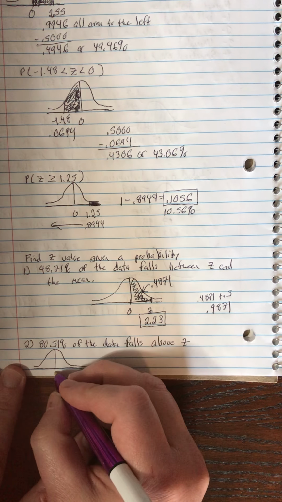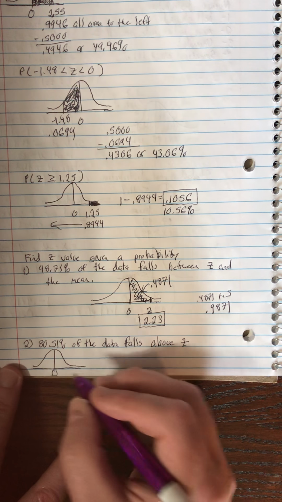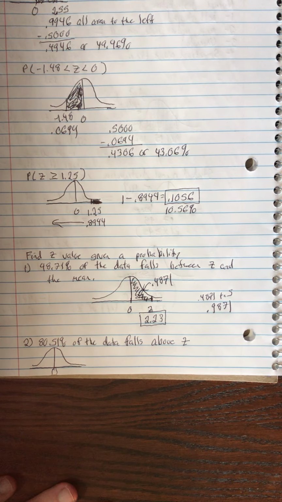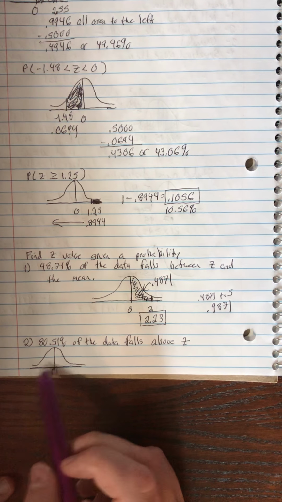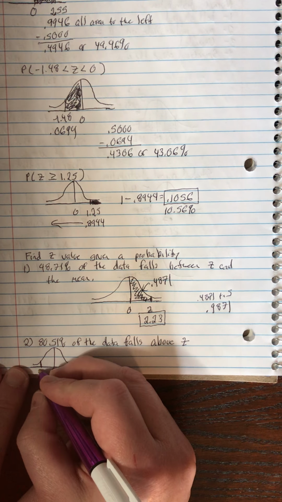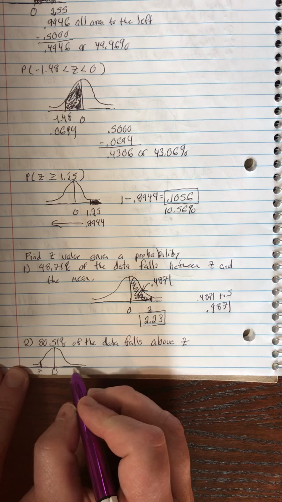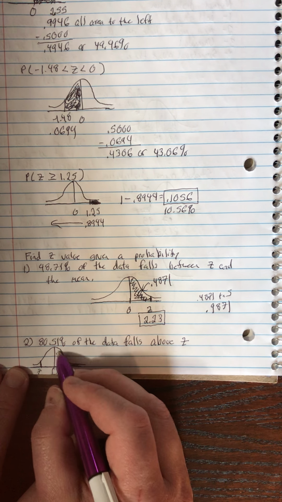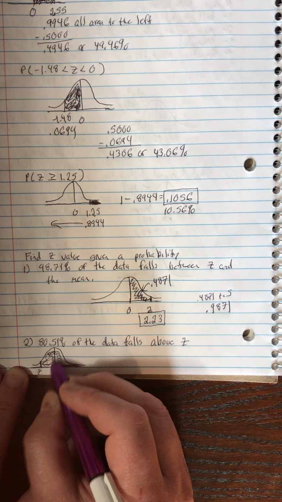Now, here's our 0. Where's 80.51% going to be above it? Well, that's going to be on the left-hand side here. So I'm just going to put this. This is our mystery z. And I'm going to shade in everything to the right of z.